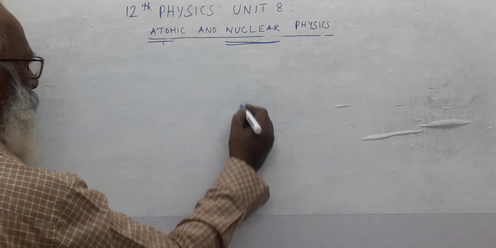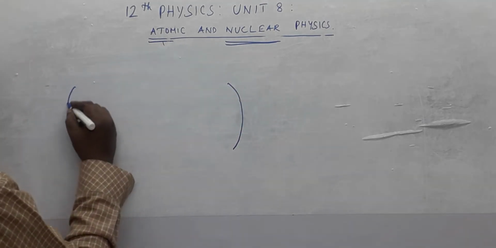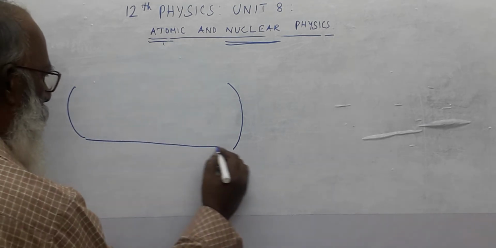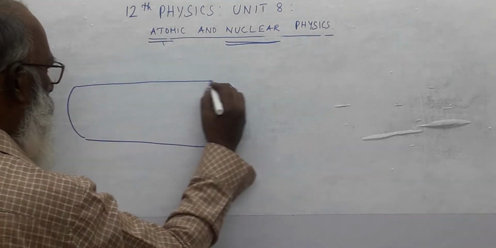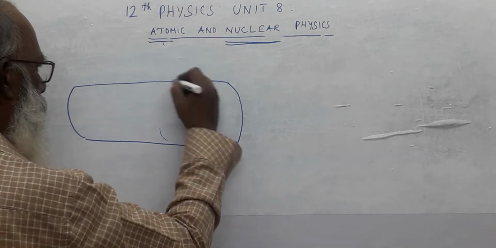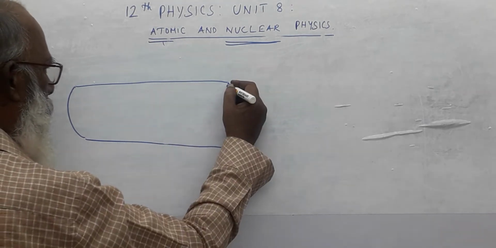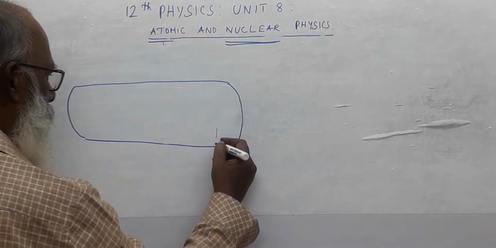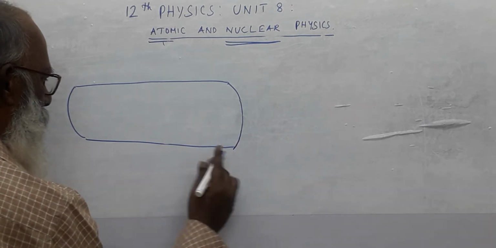Let us imagine you have to consider it like this. The tube: the diameter of this one is 4 centimeter and the length is 50 centimeter.